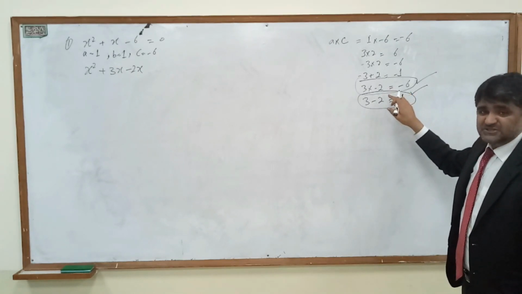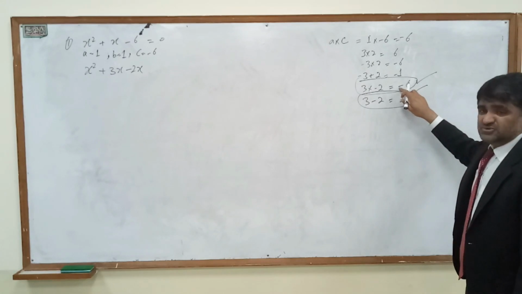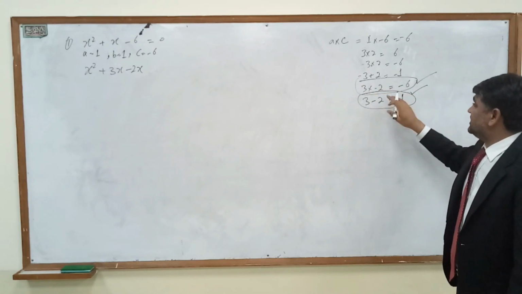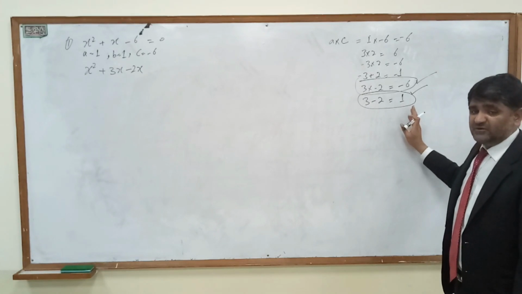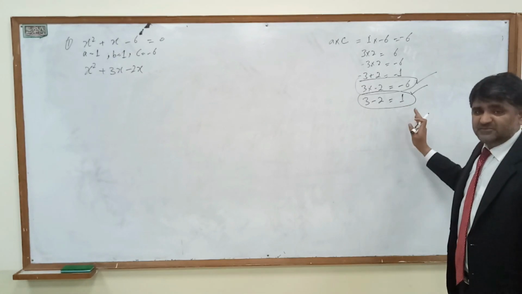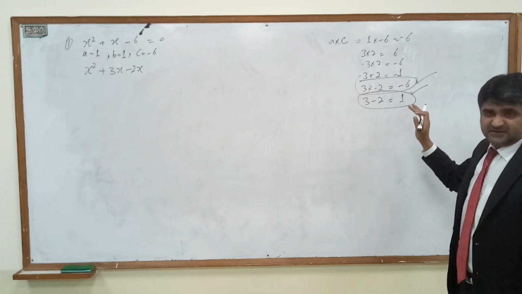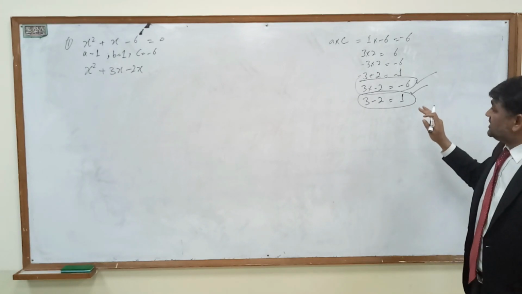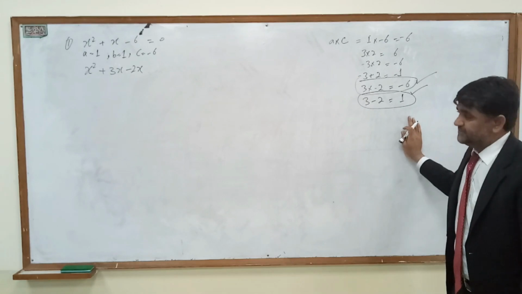3 multiplied by minus 2 is equal to minus 6. So 3 and minus 2, by adding or subtracting, answer is 1. What is 1? 1 is the value of b. And here we are requiring the value of b. By adding or subtracting that pair, those two values, we must be getting answer equal to b.